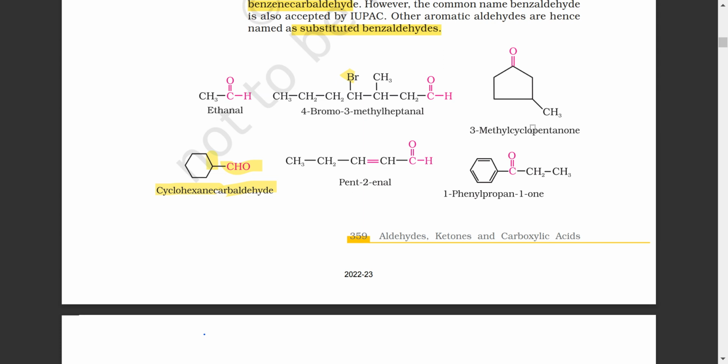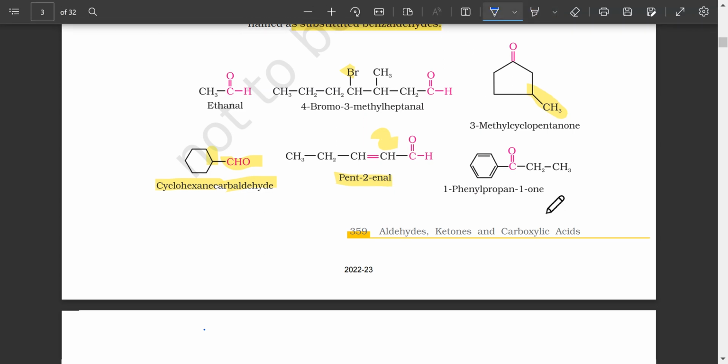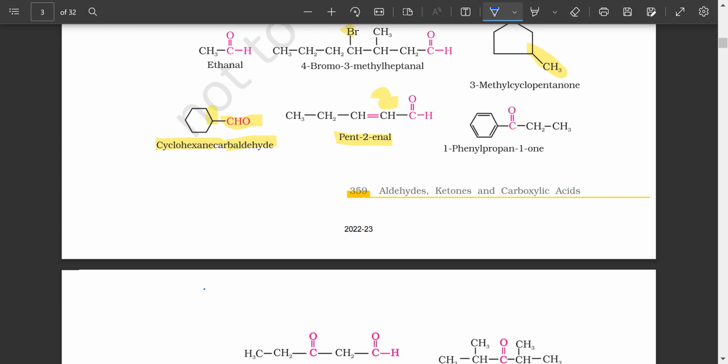फाइन. देन यू'ल हैव अगेन द साइक्लोपेंटेनोन 3 मिथाइल. फाइन. 3 पोजीशन पे मिथाइल है. And similarly pent-2-enol. Why 2-en? Because at the second position you'll be having the double bond. Fine. Next up we have this again. Again you'll have one phenyl being the substituent. Fine. Propan-1-one. At the first position you'll have the ketone group.